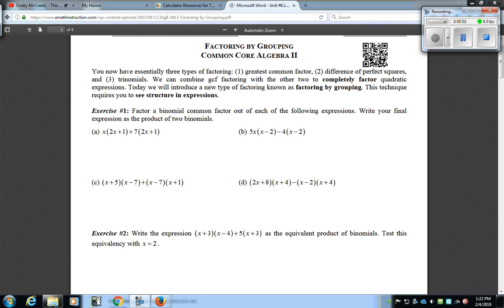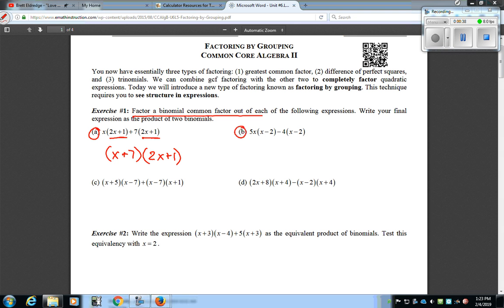We're going to talk about how to do factoring by grouping. Exercise 1A and B kind of starts us with the idea of rearranging using the commutative property. In the case of A and B, they're asking us to factor a binomial common factor out of each. You'll see that each of these has a 2x plus 1, which means when we rewrite this, we're going to have two sets of binomials. We'll have x plus 7 and 2x plus 1. Those are our two binomial factors.